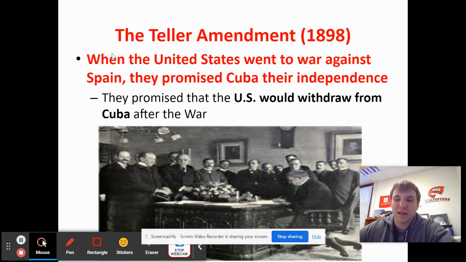Whenever the United States went to war against Spain, we added as part of the war resolution, the war declaration, this amendment that said we promised that we would give Cuba their independence. An easy way to remember this is tell her, tell her. We told Cuba, her, we'll just reference Cuba as a she, was going to have her own country, her own independence. And we also promised that the United States would leave Cuba or withdraw after the Spanish American War was done. We did not really do that. But on paper, at least, we gave Cuba their independence.